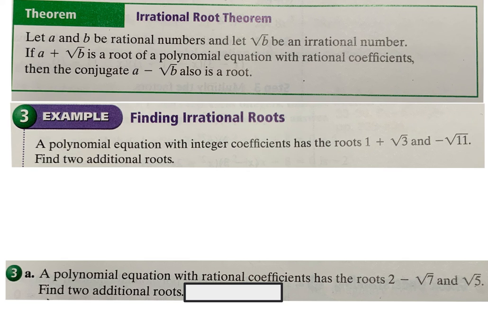Well, I just need the conjugates of those. So I'm going to take this one here. It is going to generate an additional root at 1 minus the square root of 3. And then I am going to do the same thing here. The negative square root of 11 will also have a root that partners with it at the positive square root of 11. Simple enough. That's all this is saying: that irrational roots partner up, positives and negatives. You will have the conjugate.